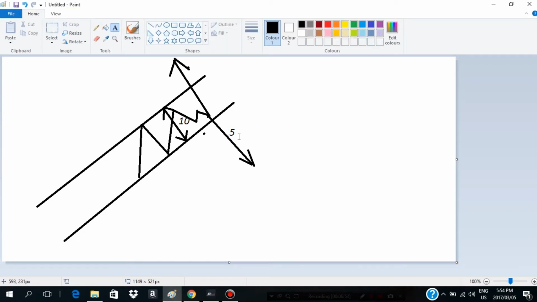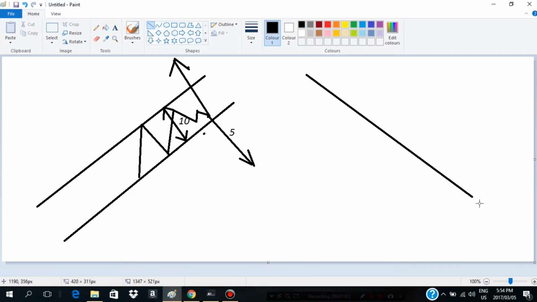Now this is a generalization. What you need to do is study your currency pair and check how much it breaks out by on your own for each channel. And then we have got descending channels.